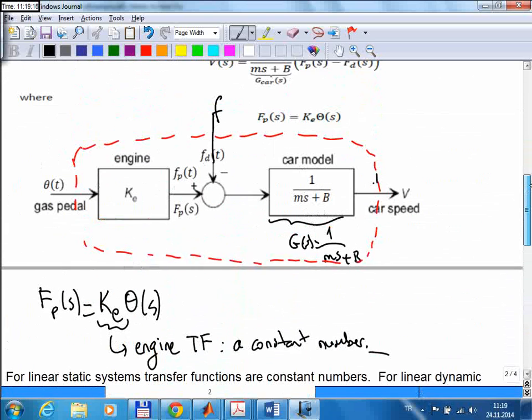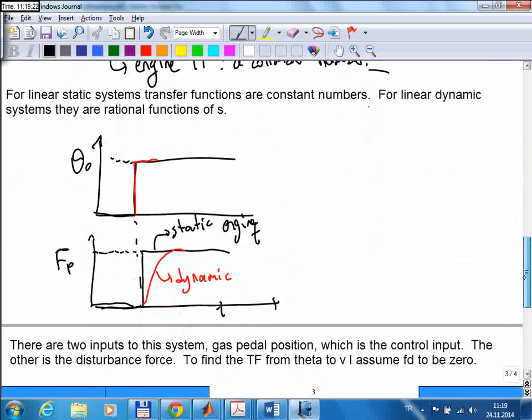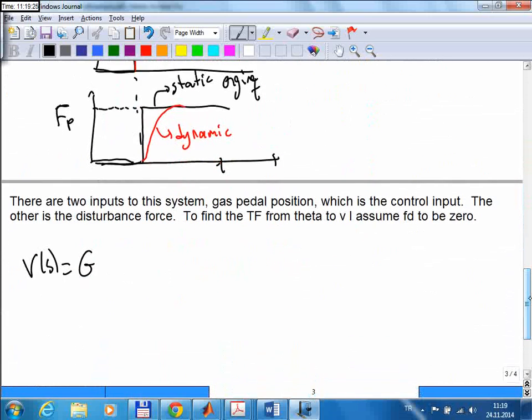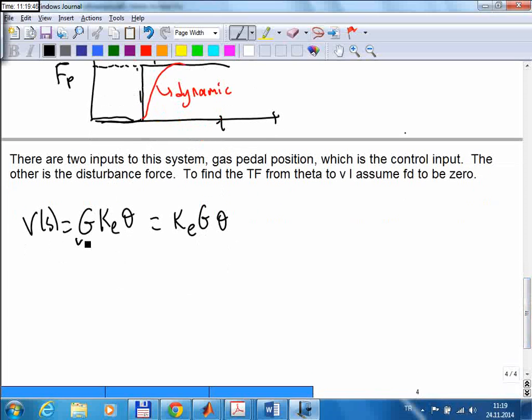G times what comes to that is the propulsive force, but propulsive force is given by Ke times theta, or theta times Ke. But since this is a single input, single output and linear system, the order of these terms does not matter. So G times Ke is the same thing as Ke times G. So the transfer function from theta to V is given by this multiplication, Ke times G. Okay?